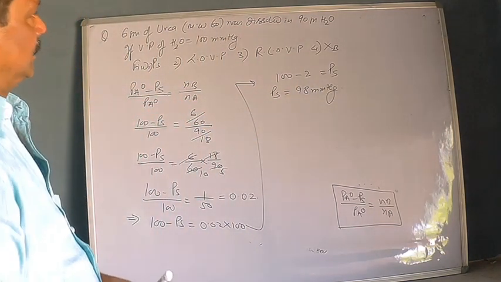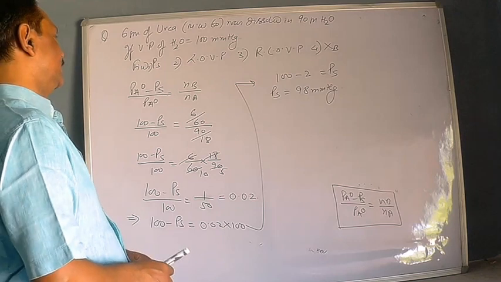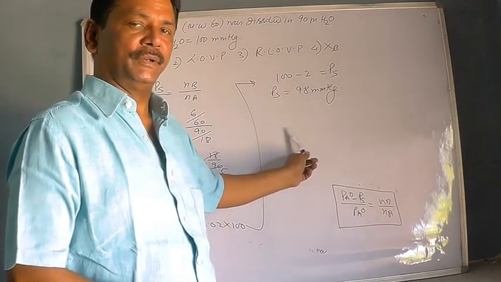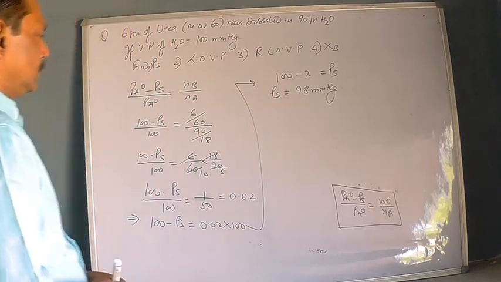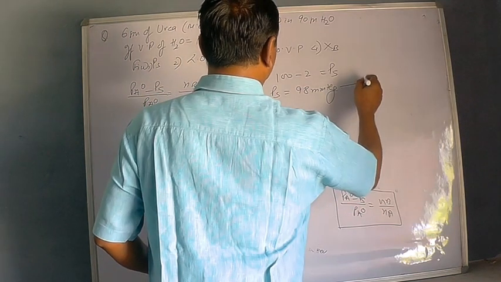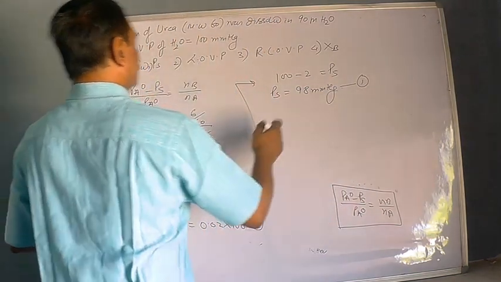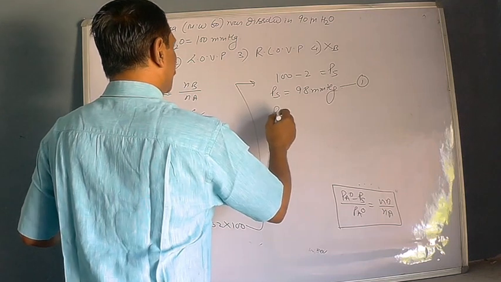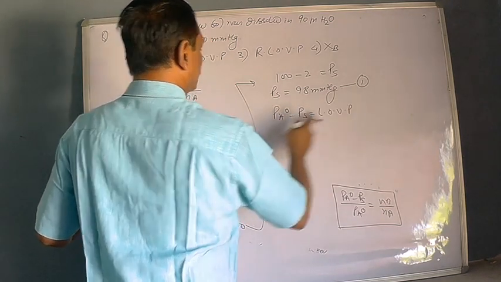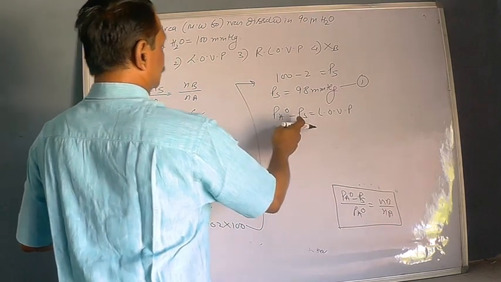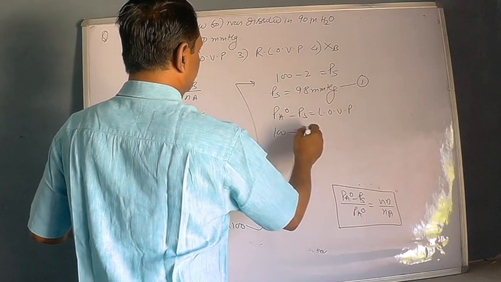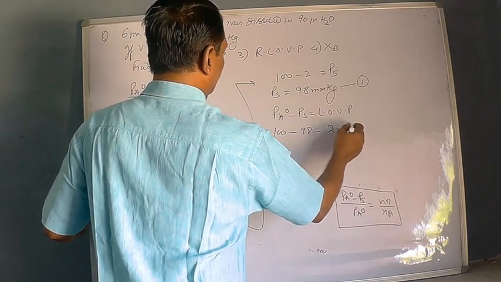So class, we got the vapor pressure of solution as 98 mmHg. You see, previously the vapor pressure was 100 mmHg, but when we dissolve 6 grams of urea in the water, ultimately the vapor pressure of the solution decreases, and we got the value 98 mmHg. So that was my answer number 1. Lowering of vapor pressure: PA0 minus PS gives you LOVP. Vapor pressure of liquid minus vapor pressure of solution. Vapor pressure of liquid was 100, vapor pressure of solution is 98. So that gives you 2 mmHg.